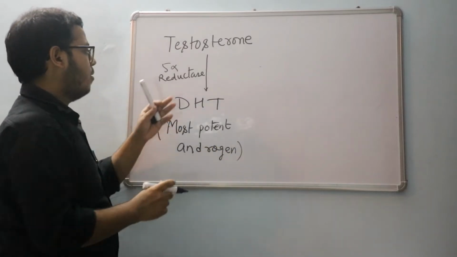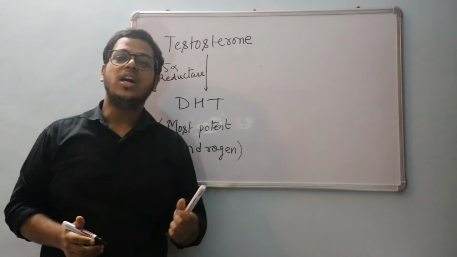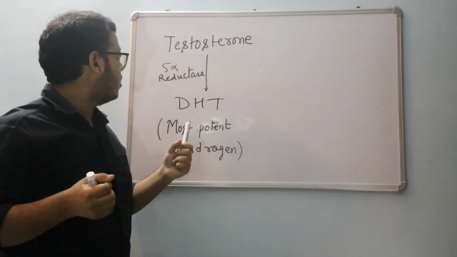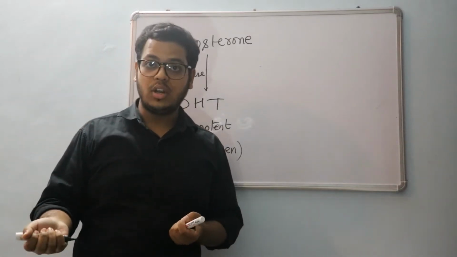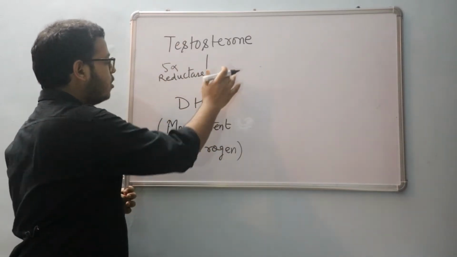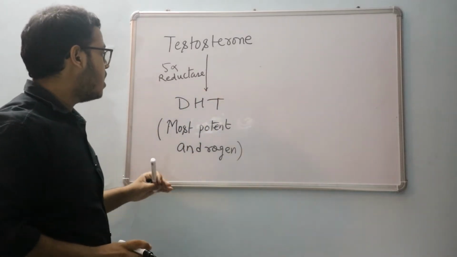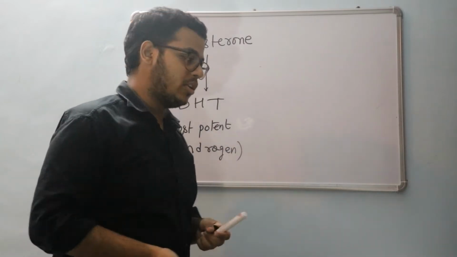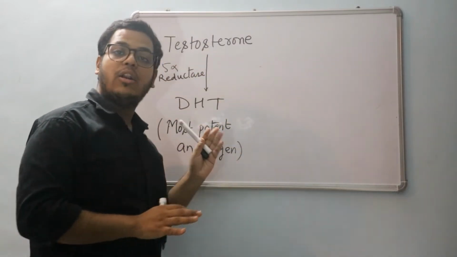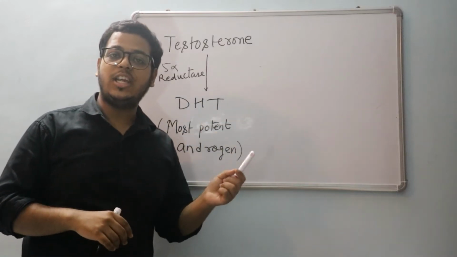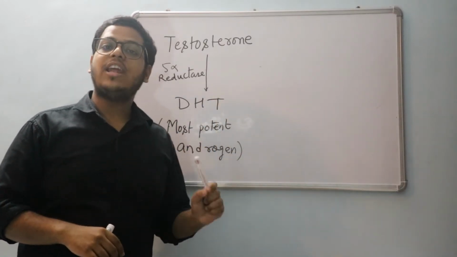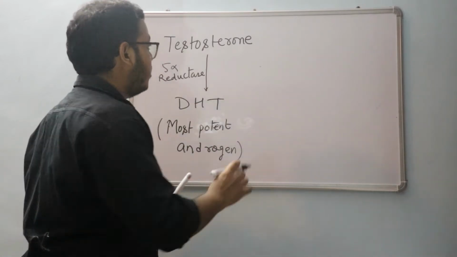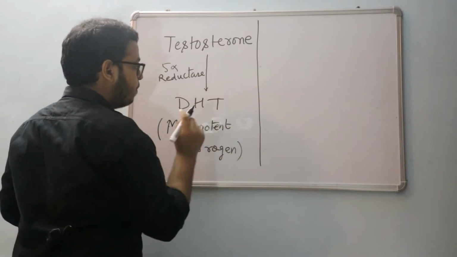There are other androgens apart from testosterone and DHT. We also have DHEA, that is dehydroepiandrosterone. But these are the two major androgens that are present, and they will act on the androgen receptors. All the androgens, be it DHEA, DHT, or testosterone, every androgen will act on the androgen receptor, which is approximately common for them all.